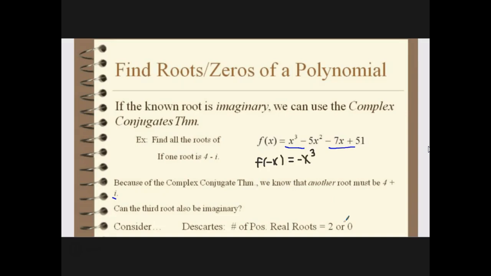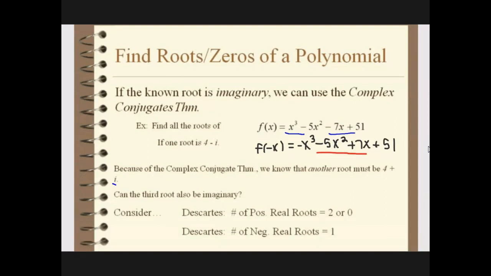If I plug in negative x into x cubed, it's negative. A negative into x squared doesn't change it. A negative times a negative for the 7 makes it positive. And then the 51 stays as well. So no change, change, no change. So that means that I could have 1 negative real. So that tells me that this function has 2 imaginary and 1 real negative. And I want to find what that real negative is.